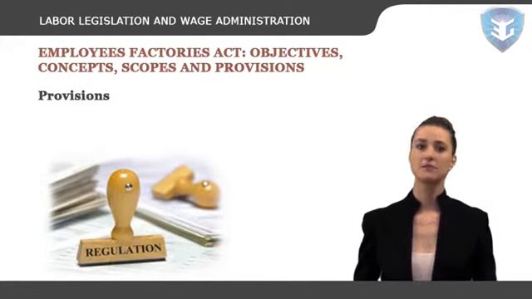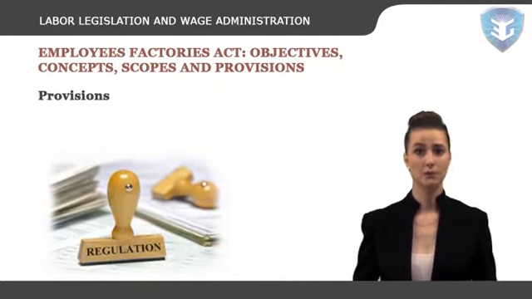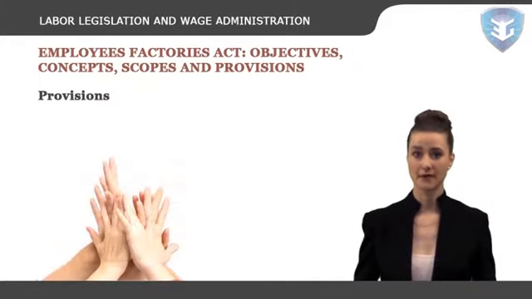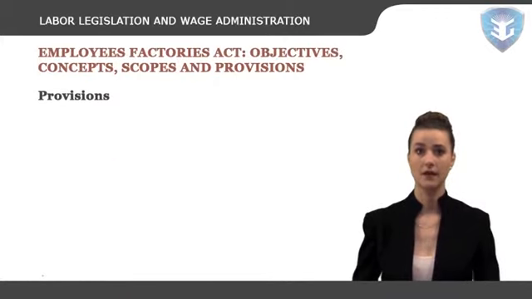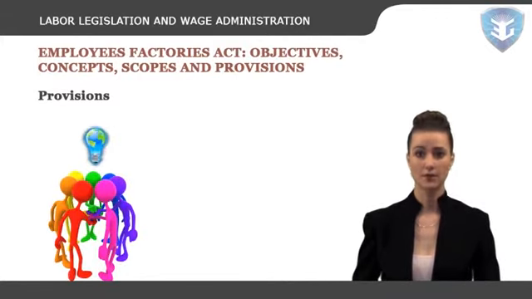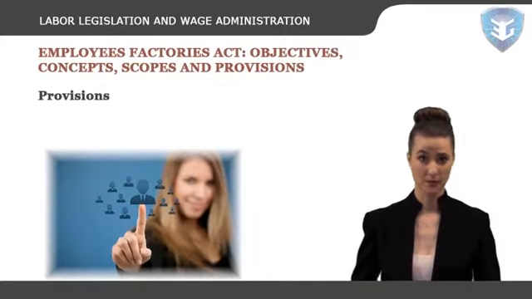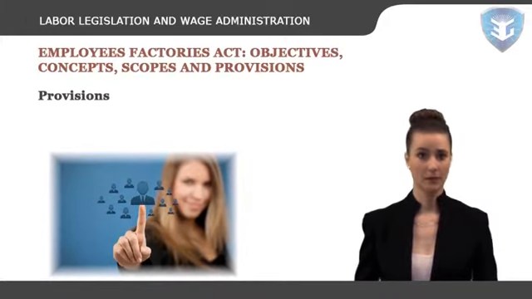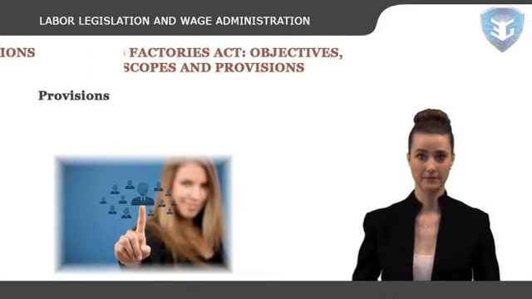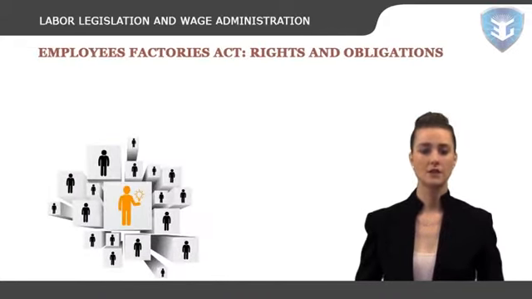Provisions. The main provisions are compulsory approval, licensing, and registration of factories, health measures, safety measures, welfare measures, working hours, employment of women and young persons, annual leave provision, accident and occupational diseases, dangerous operations, penalties, obligations, and rights of employees. Let us now discuss the rights and obligations of the Employees' Factories Act.